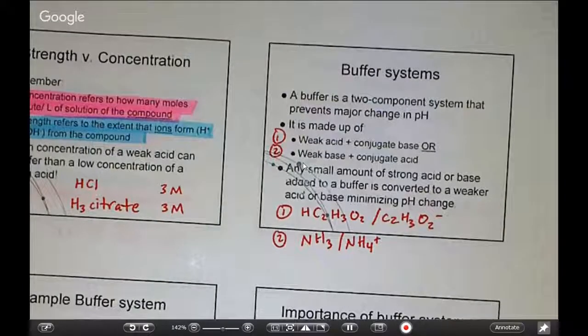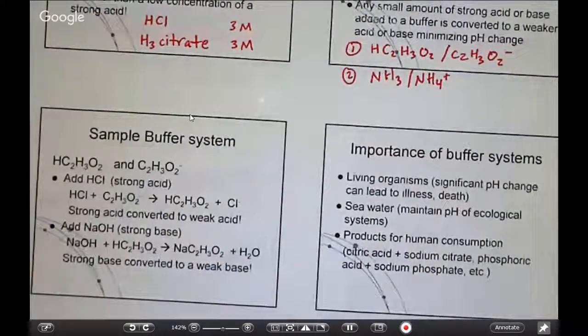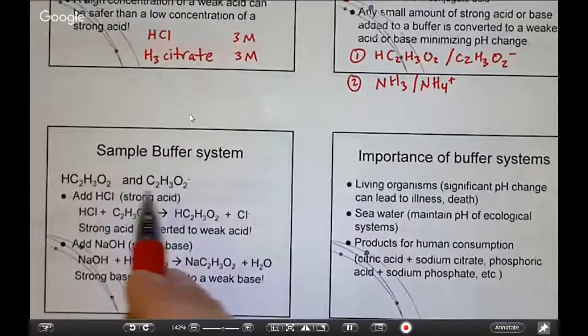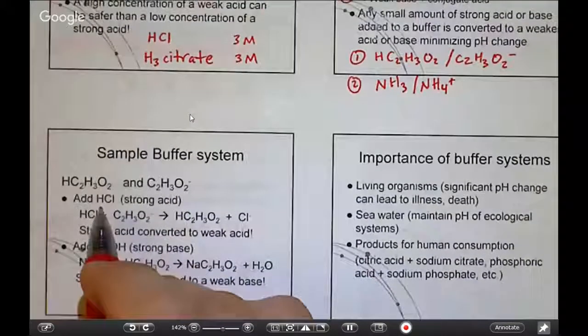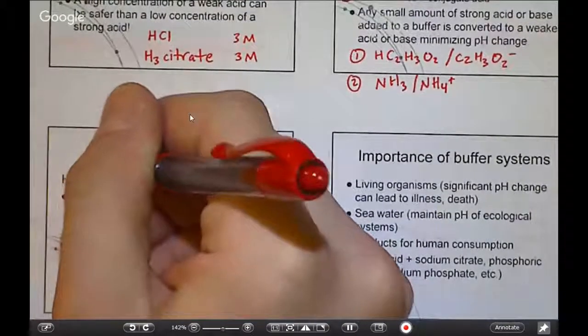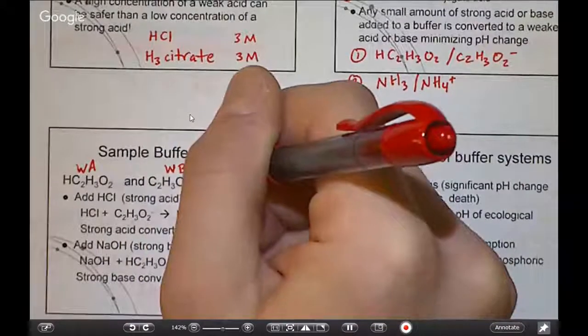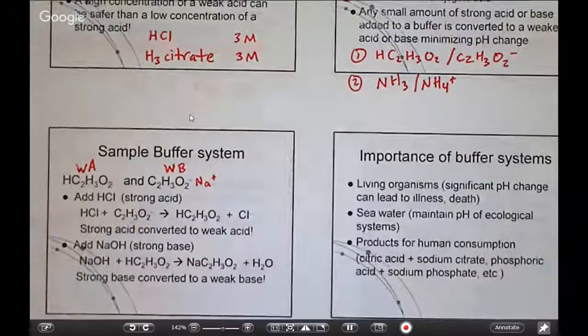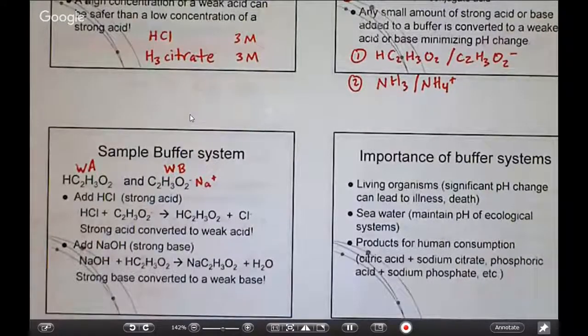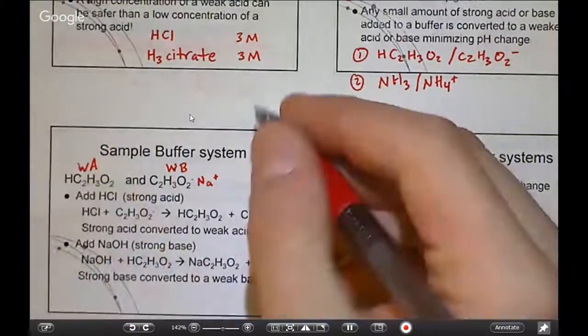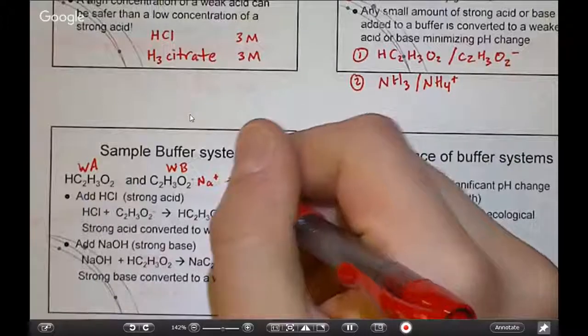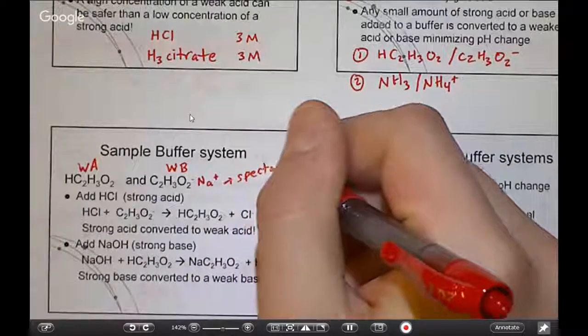So here on the left is a sample buffer system where we're using acetic acid and acetate. Acetic acid is a weak acid, acetate is a weak base. We're assuming that it's probably sodium acetate that we're using, but again, that sodium ion is a spectator ion and is not going to be playing a role.